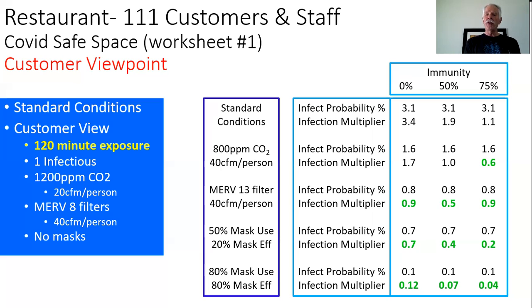But as long as the disease is traceable, as long as it exists in the community, it's important to add additional protection. Face masks are that protection, and face masks loosely worn, poorly fitted, and not very strictly enforced, say 50% face mask wearing with 20% efficient face masks, 20% efficient at filtering out virus, we drop the infection probability a bit more, as well as the infection multiplier.